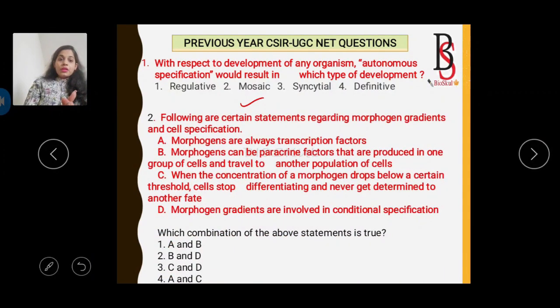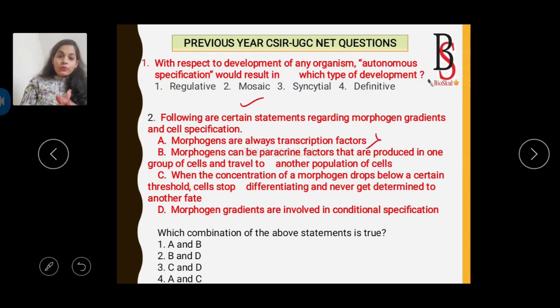The second question. Following are certain statements regarding morphogen gradients and cell specification. Let's see what the options are. A. Morphogens are always transcription factors. Morphogens are transcription factors but not always, so this one is wrong.